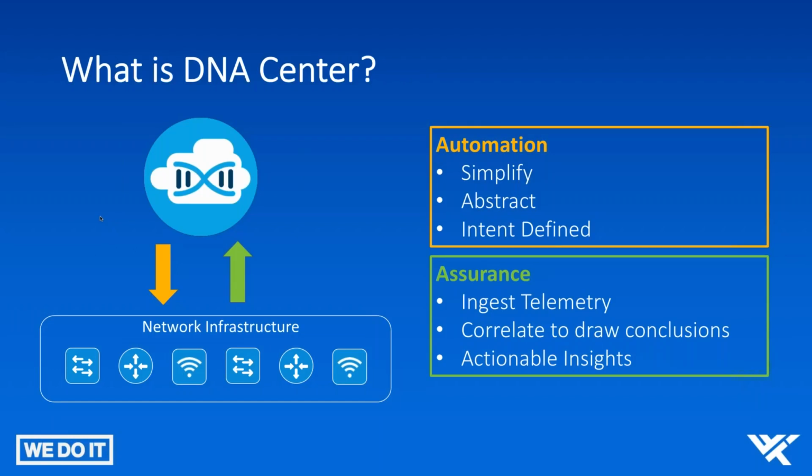The first main function is automation. The approach that Cisco is taking to automation from DNA Center's perspective is really to simplify the configuration of the network infrastructure beneath the controller that it's taking control of. It does that through a series of abstractions within the GUI that allow you to define the intent of what you're trying to accomplish and not have to focus on specific CLI commands or platform-based configuration.